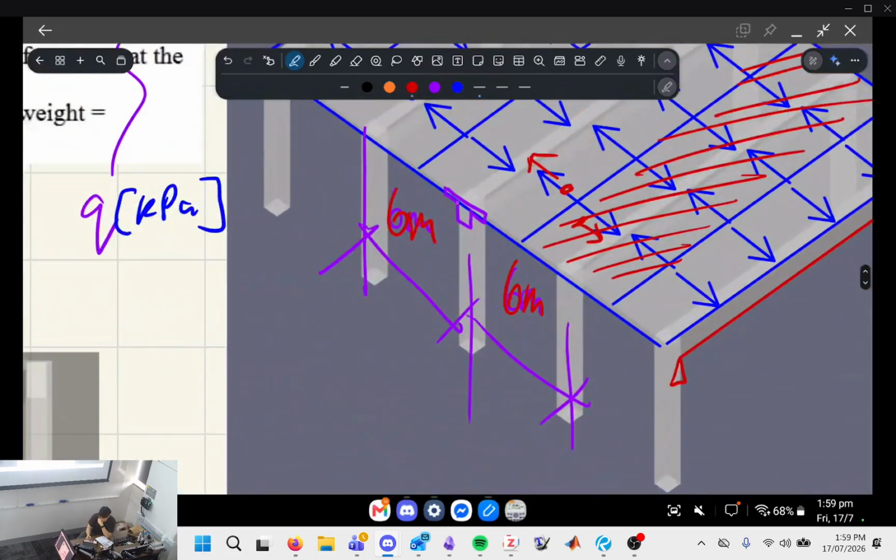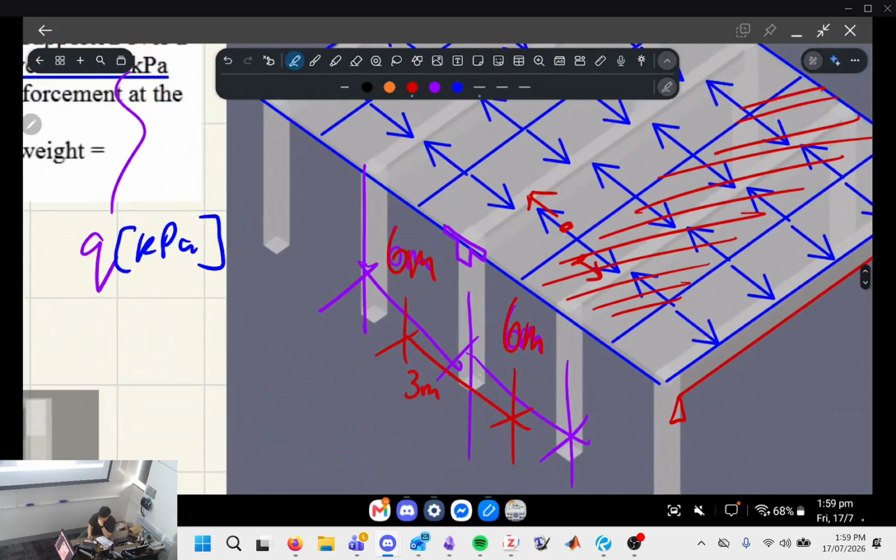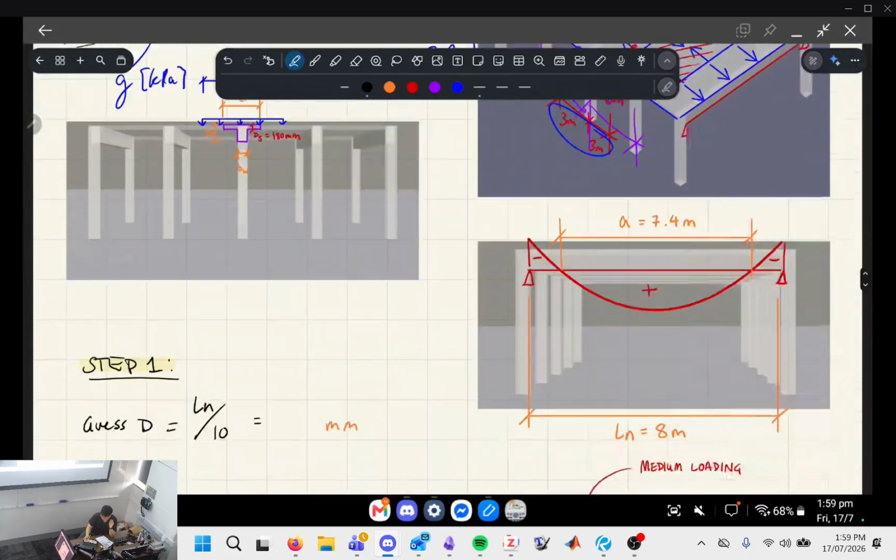For this beam, we're going to say half of it on both sides is going to flow into the beam. So it's going to be 3 meters and 3 meters. If you add up both sides, it's 6 meters. It just happens to be that the spacing between the beams is also equal to its tributary width, because if you add up these two, that's where 6 meters comes from, which you'll see in a bit.